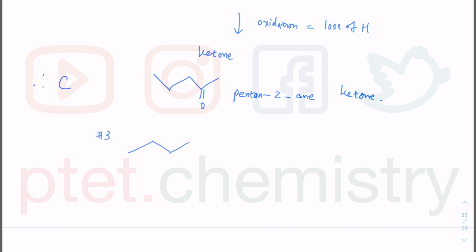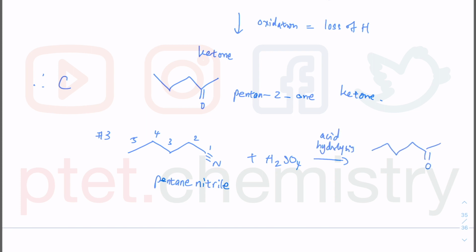CH3, CH2, CH2, CH2, and then CN. 1, 2, 3, 4, 5. This is called pentanenitrile. So the 5 carbons include the important carbon there, C triple bond N, an sp hybridized, linear carbon for nitrile. Then you add H2SO4, this is acid hydrolysis again. Acid hydrolysis of nitriles, you are going to get carboxylic acid, which has 5 carbons like that.